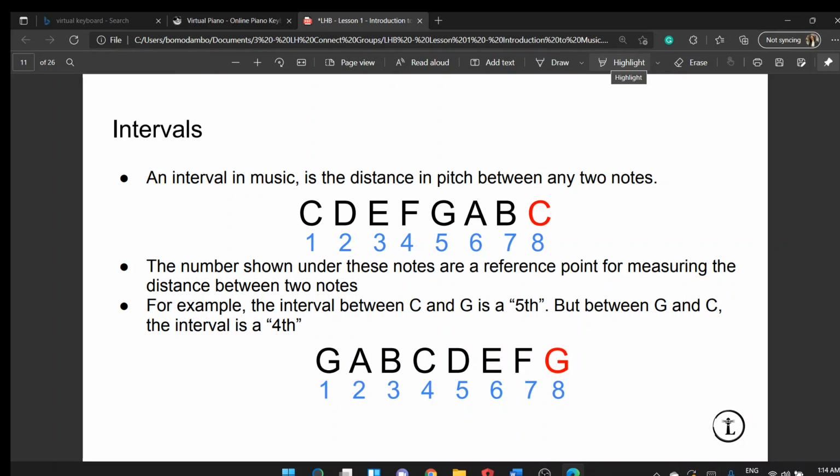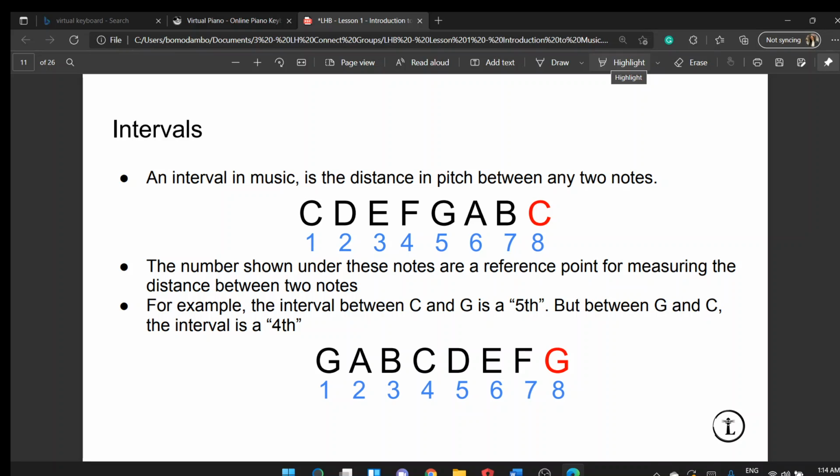Okay, welcome back. So in the last video, we talked about music alphabets and notes, and we learned that there are seven music alphabets: A, B, C, D, E, F, and G. And in this video, we're going to go deeper and talk about intervals.